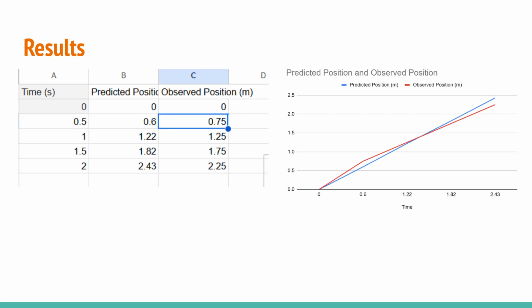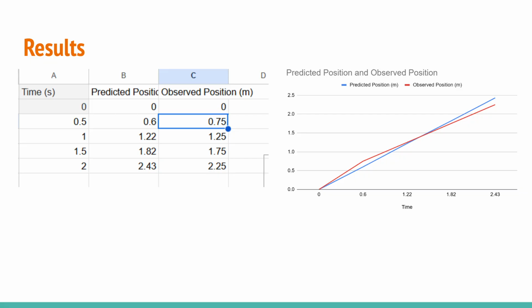So some results. As you can see, my predicted position, that was the position from the computational model, is a straight line, almost perfect. At time 0 seconds, of course, the position was still at 0, it didn't move at all. And then it seems that as the time increased by half a second per interval, so did the predicted position, moving at a constant rate of about 0.6 meters per second. This then became the velocity.